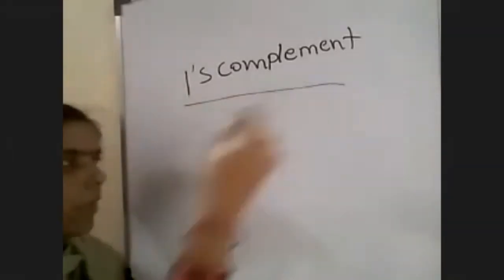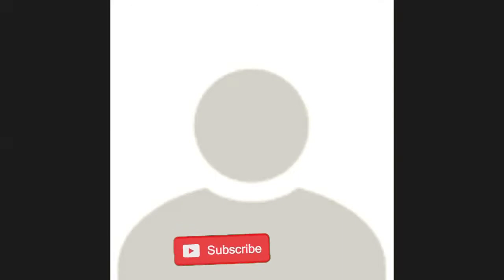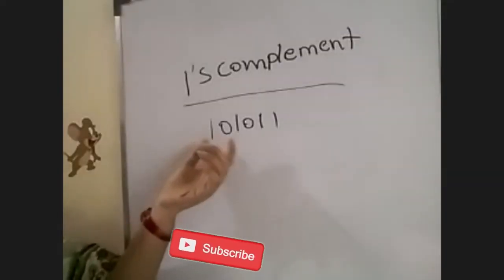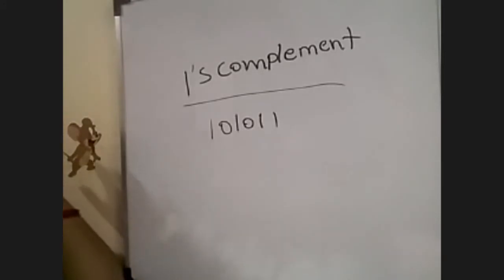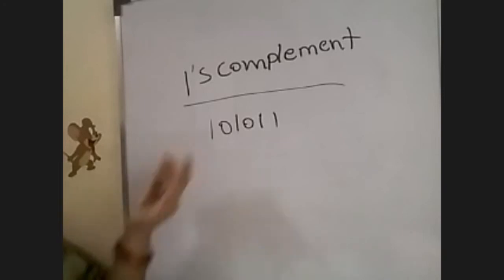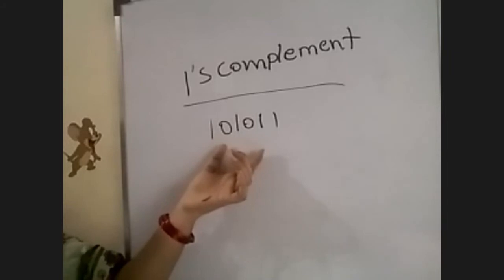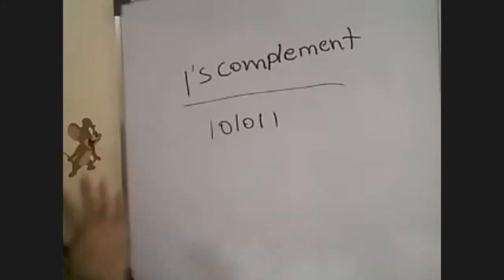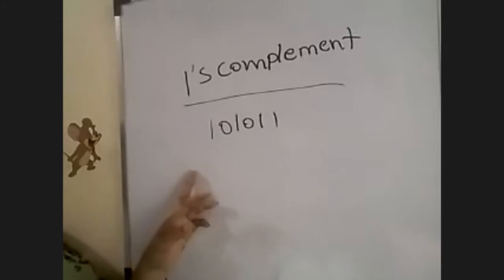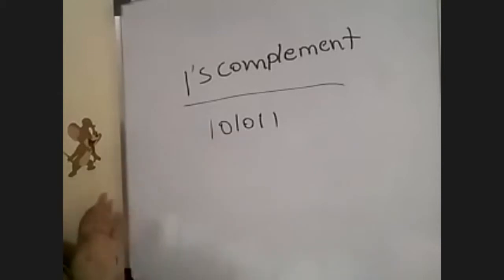For example, find the one's complement of 101011. The one's complement of a binary number is the number that results when we change all ones to zeros and zeros to ones. So in one's complement representation, you change ones to zeros and zeros to ones.